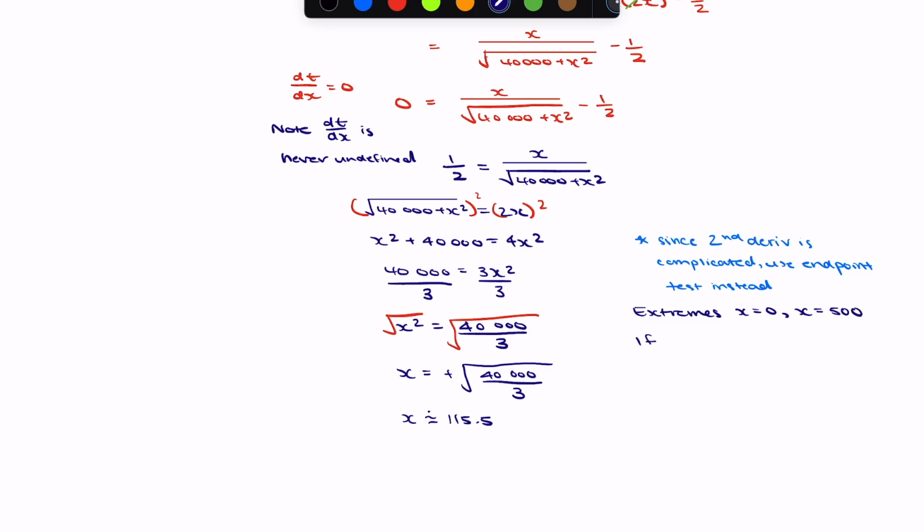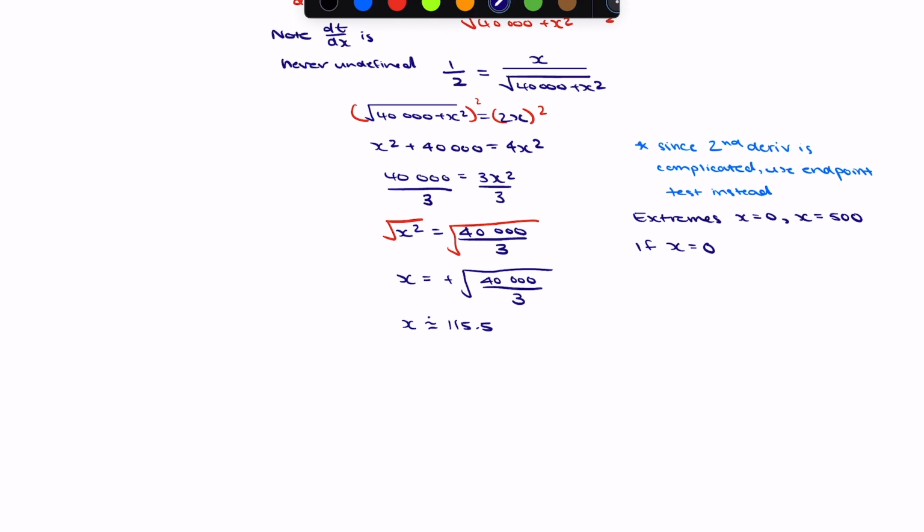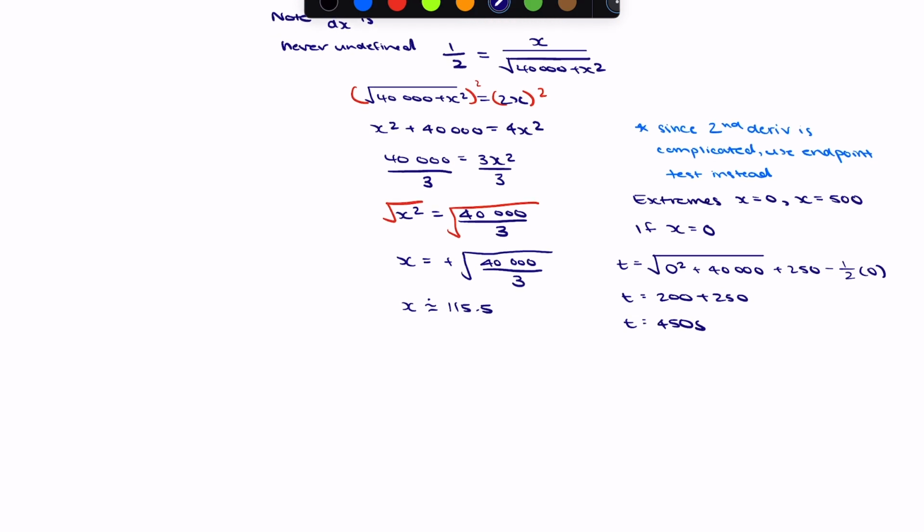So here, if we sub in x is equal to 0, then we'll get t is equal to square root x squared, which is 0 squared, plus 40,000, plus 250 minus 1 half x, which is 0. So here we get t is equal to 200 plus 250. And so t will be equal to 450 seconds.